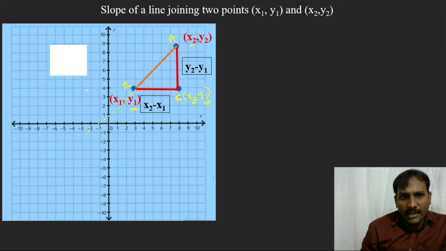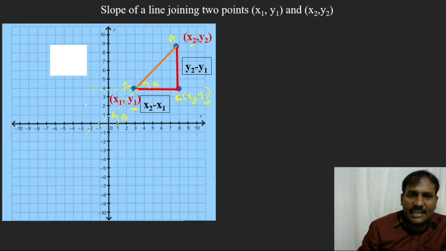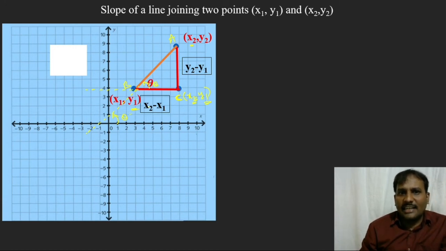Okay. Now this line BC is parallel to x-axis. Now let us say that this is making an angle theta with x-axis. Then what will be this angle? This also will be theta. Why? Because BC and x-axis are parallel and this line AB is acting as a transversal. Therefore, these two angles are corresponding angles. Therefore, this angle is theta.